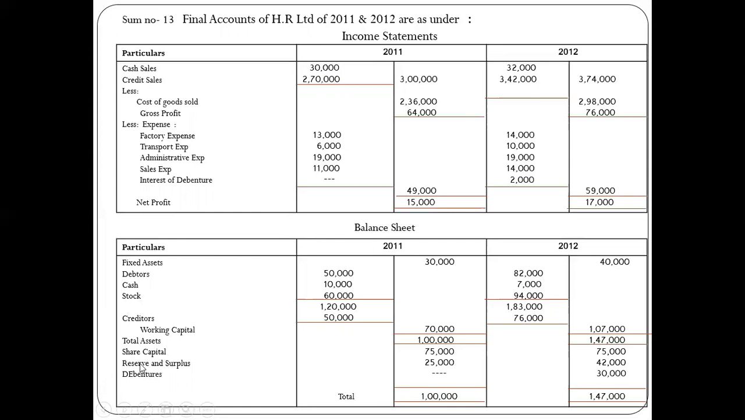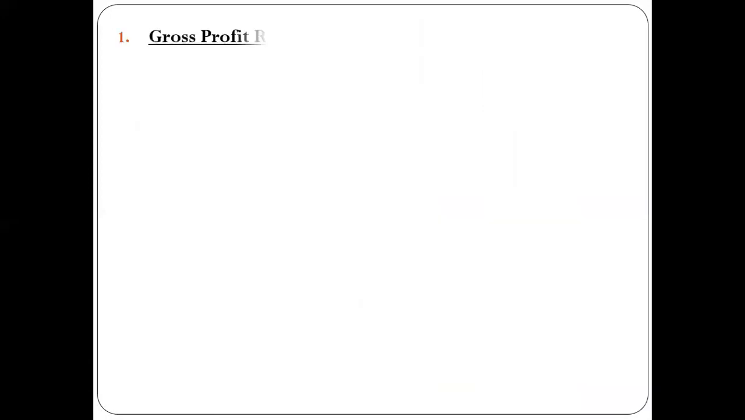Total assets will become 1 lakh, and in 2012 it's 147. Then we have the details of share capital, reserve and surplus, and debentures. So this is the balance sheet and income statement, and some other details are also given in the sum, but we will start to find out the ratios.